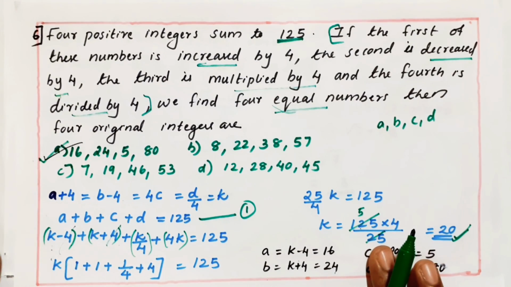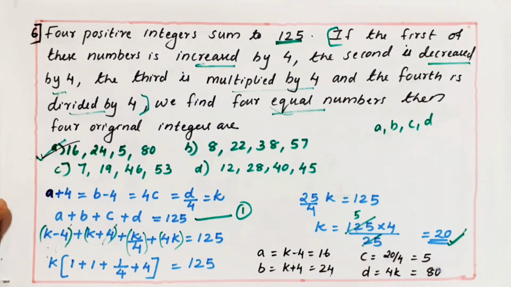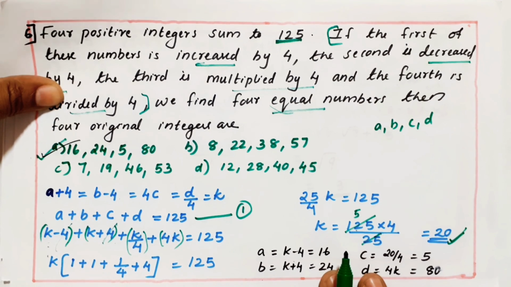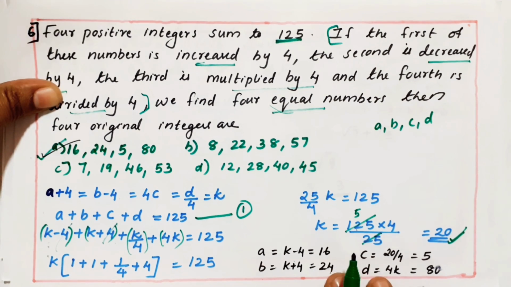And the first question is about the relation between some terms given in the question. So 4 positive numbers we have taken, and they gave some relation between them. We use those relations and we get the answer.